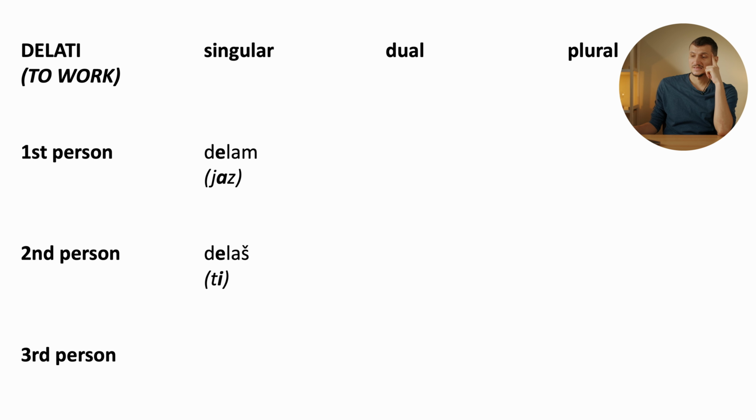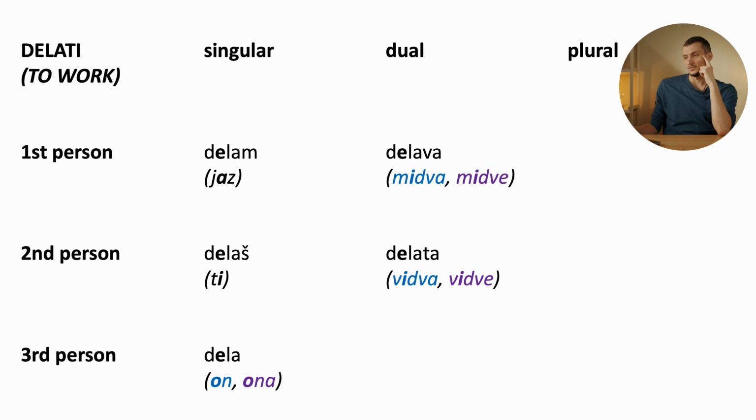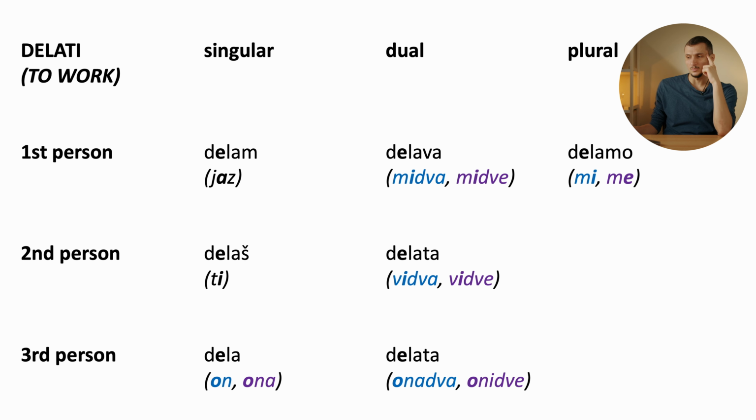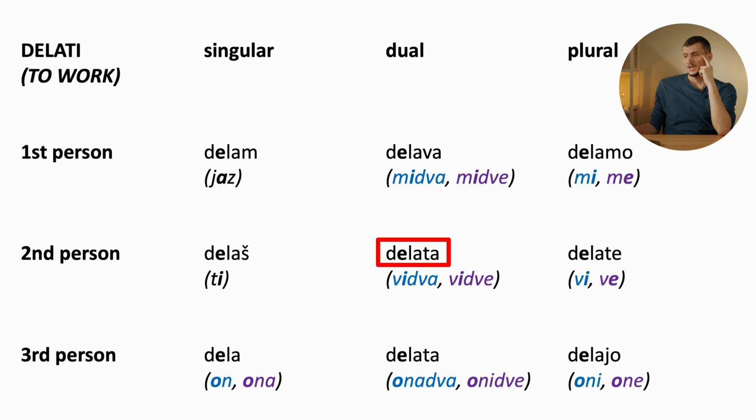Jaz delam, ti delaš, on dela or ona dela, midva delava or midve delava, vidva delata or vidve delata, ona dva delata or oni dve delata, mi delamo or me delamo, vi delate or ve delate, oni delajo or one delajo. Now, the next thing we should talk about is the fact that delata can have two meanings.